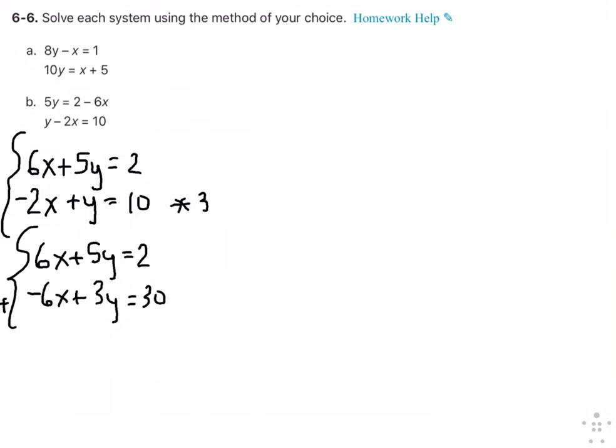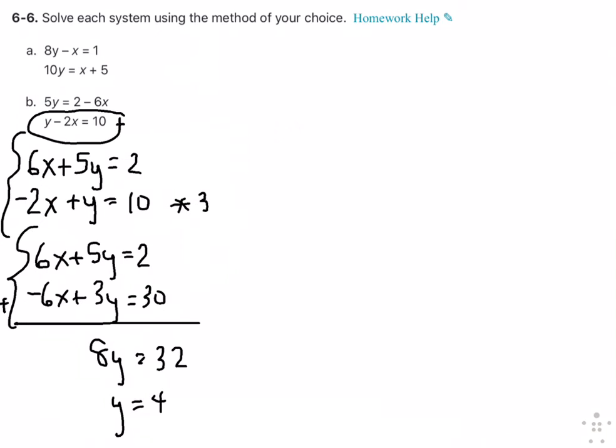So negative 6x and 6x is 0. 5y and 3y is 8y equals 32. Y equals 4. Okay, now I need to substitute it into one of the equations. I don't know, I'll put it in here, right? Either of the equations works, right?